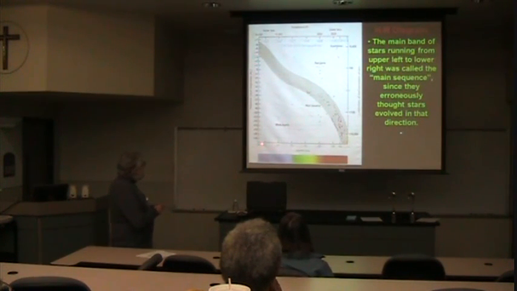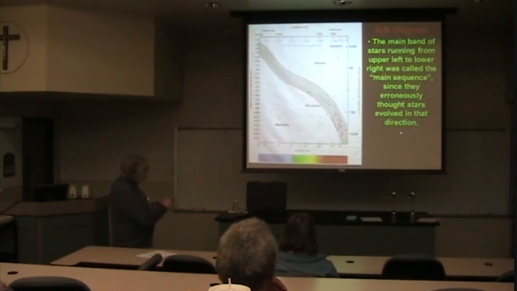In fact, we even call these spectral subdivisions. If this was, say, G0, G1, 2, 3, 4, 5, we'd call one here an early G star and here a late G star because of the thought that the stars go along this graph in that direction, even though that's not true.